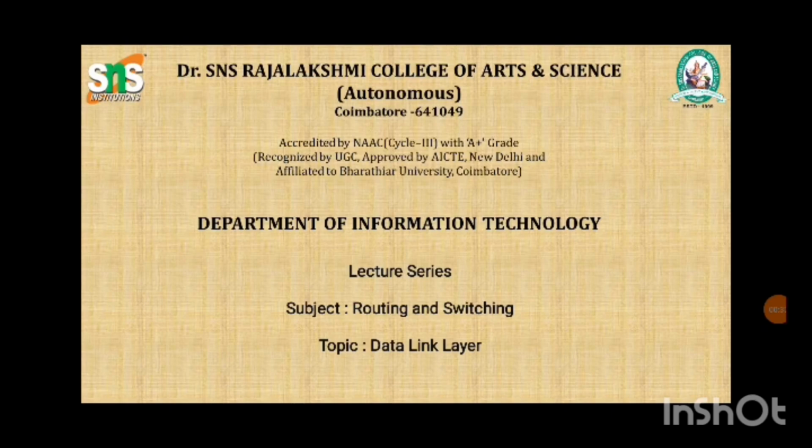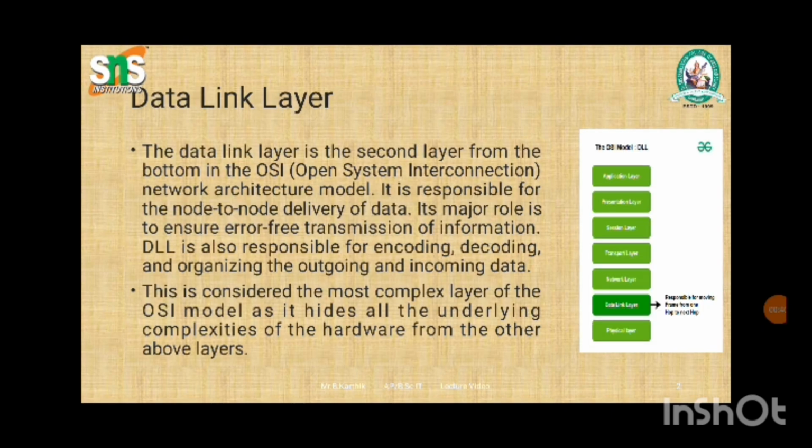Its major role is to ensure error-free transmission of information, and the data link layer is also responsible for encoding and decoding and organizing the outgoing and incoming data. This is considered the most complex layer of the OSI model, as it hides all the underlying complexities of the hardware from the other layers above. The diagram represents the layers of the OSI reference model, and from the bottom the data link layer acts as the second layer, and from the top it acts as the sixth layer. Generally it acts as the second layer.